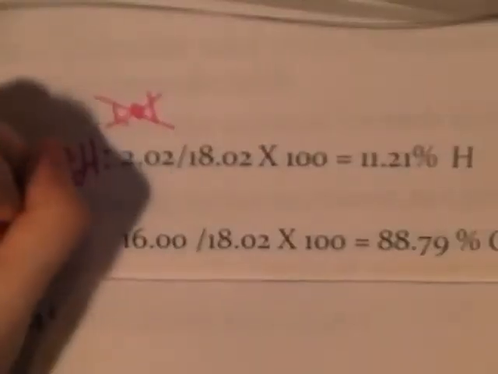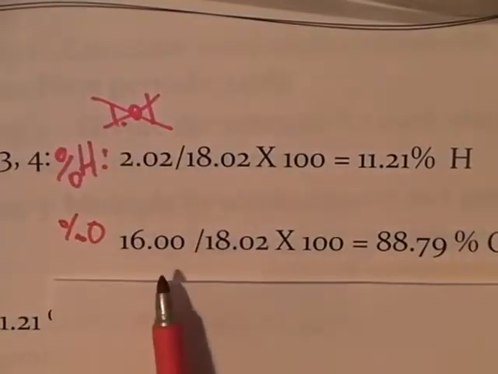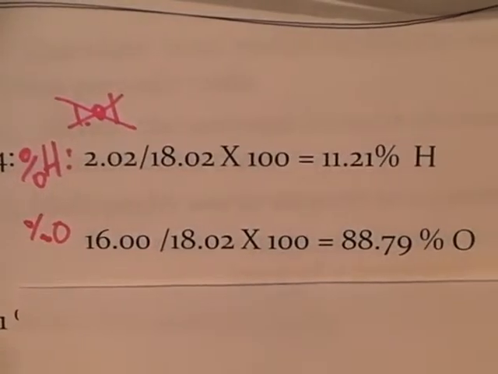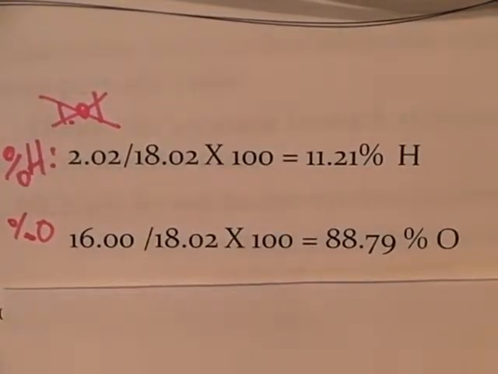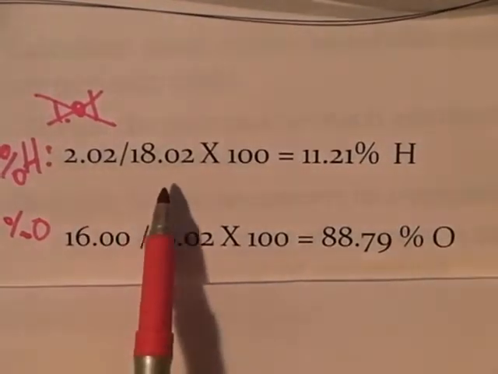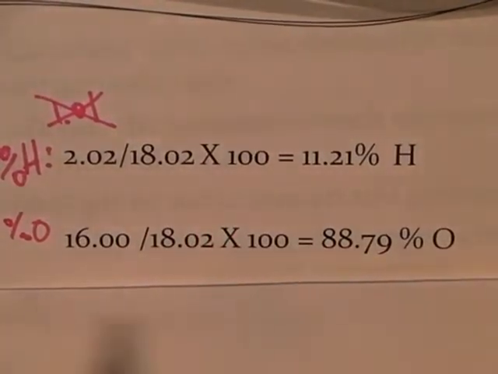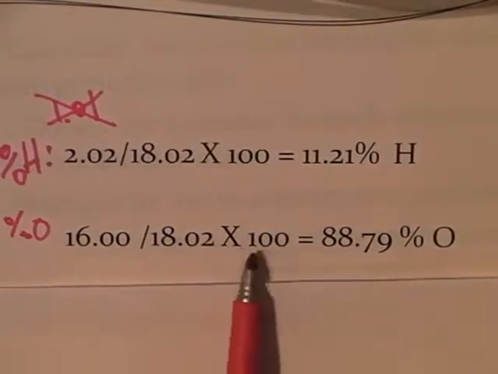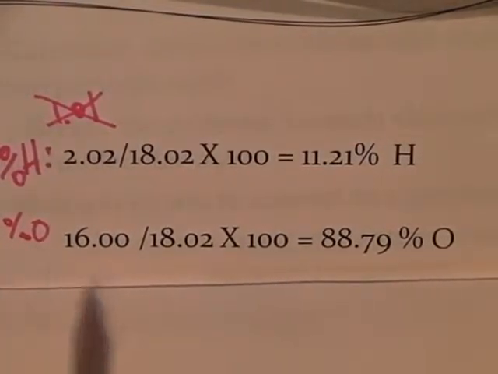Next one, you're doing the percent of oxygen. We only have 1 oxygen, so it's 16 divided by 18.02 times 100. You do that math, you get 88.79% oxygen. All right, keeping the 2 past the decimal place. So for hydrogen, 2.02 divided by 18.02 times 100 gives you 11.21% hydrogen. 16 divided by 18.02 times 100 gives you 88.79% oxygen. So you have your percent composition.